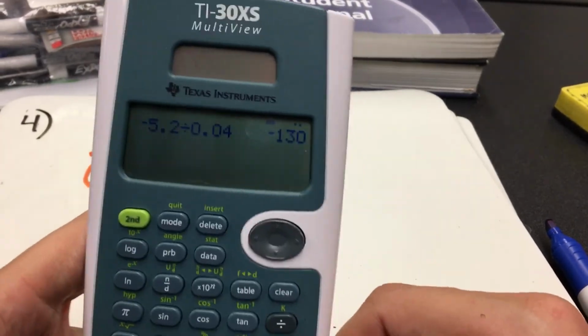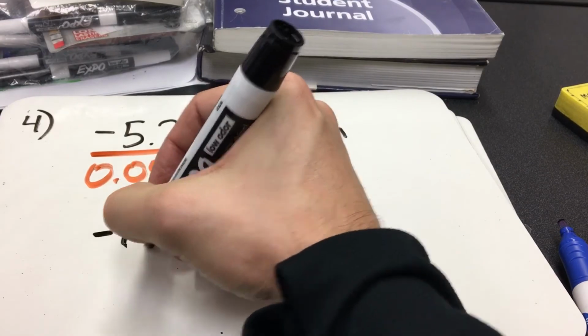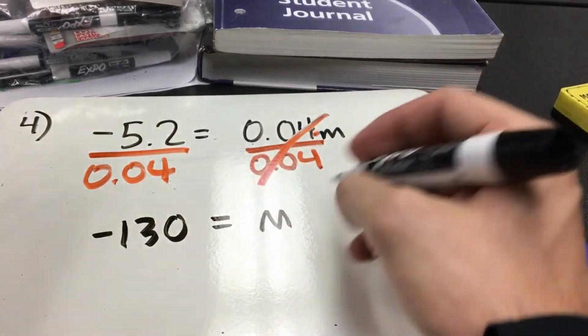And my calculator spits out, whoa, a big number, negative 130. Negative 130. I'm going to write that down. I'm going to put equals m. Don't let this fool you.